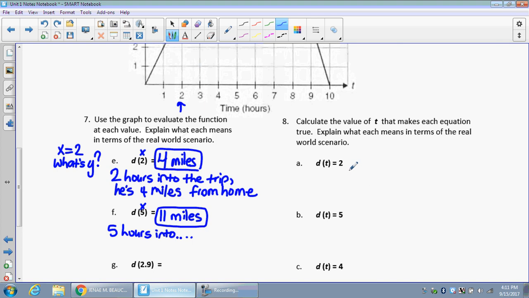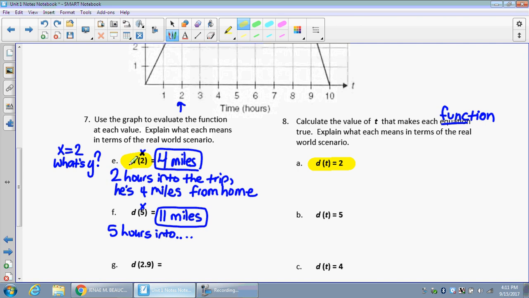It says calculate the value of t that makes each equation true, or let's say the function. Function or equation. Explain what each means in terms of the real world scenario. If you don't like function or equation, you can say function. D of t equals 2. So just take a moment. You don't need to highlight this, but I want to highlight it to draw your attention to it. Notice the difference between the notation here and here.